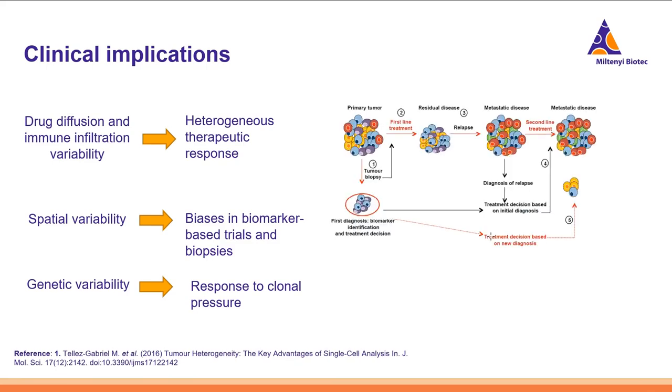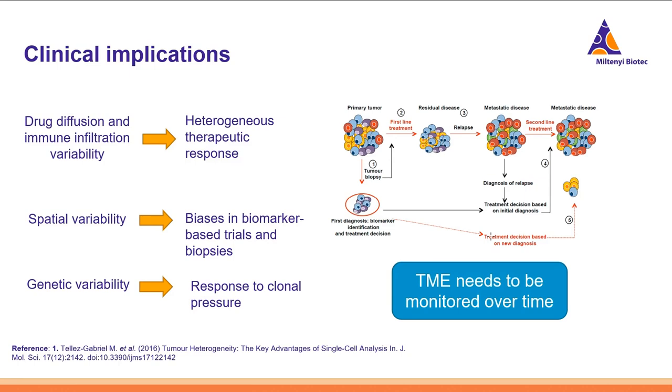Here we have a cartoon picture that exemplifies these kinds of issues. For example, if we do a biopsy on a primary tumor, we might not be able to observe the whole tumor microenvironment, and so our treatment can lead to a residual disease. And once again, this disease can lead to relapses, which need a new biopsy in order to be well identified as a new metastatic disease. If we always use the first diagnosis, we might not be able to provide the right treatment to the new cancer that we have. So really, the tumor microenvironment needs to be monitored over time. And this leads me to the next part of our presentation.